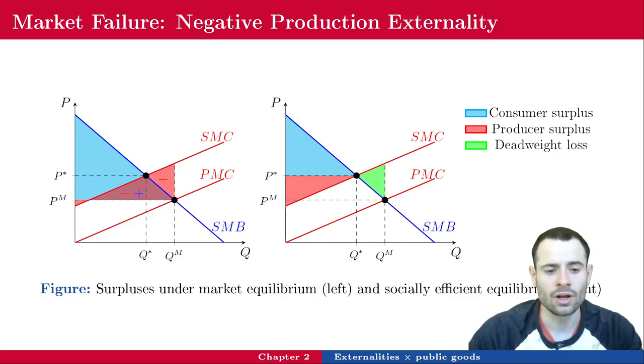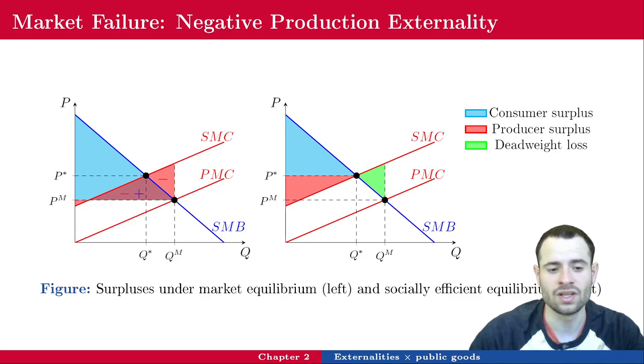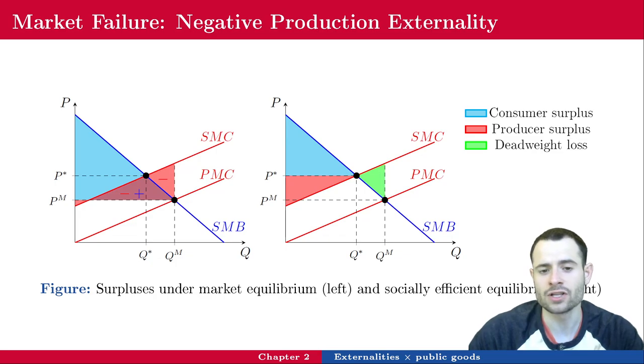So, going back to the left graph, somebody asked me about the different areas. Remember that producer surplus is the difference between the price at which the good is sold and the price at which producers are willing to sell the good. On this tiny triangle, the price is higher than the cost. So the price received by firms is higher than the cost the firms overall are willing to sell the good for. So it's a positive surplus.